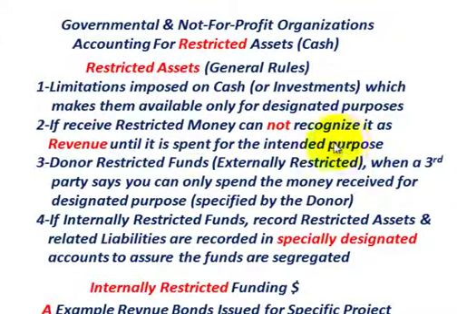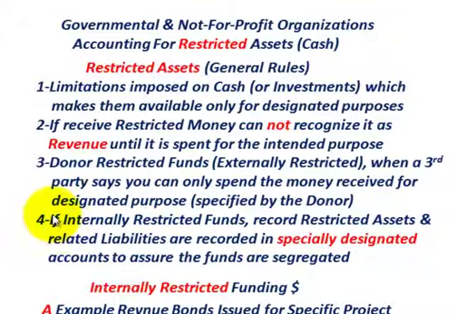Secondly, if you receive restricted money, you cannot recognize it as revenue until it's spent for the intended purpose. And thirdly, donor restricted funds, those would be externally restricted funds. That's when a third party says you can only spend the money received for the designated purpose. That would be specified by the donor, be it the federal, state, or some other agency that's sending the government some money. And they would specify how that money has to be spent.